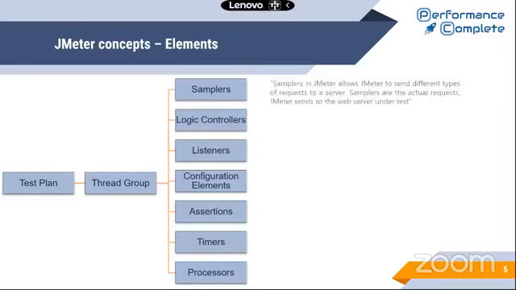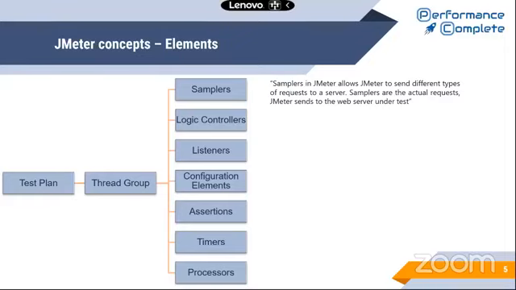Moving on to samplers, the first and a very important component in JMeter. Samplers in JMeter allow you to send different types of requests. If you want to send a website request like HTTP, HTTPS, you have to use the HTTP sampler. Similarly, if you want to test FTP servers or database servers, there are different dedicated samplers for all these workflows. So you have to select those accordingly.